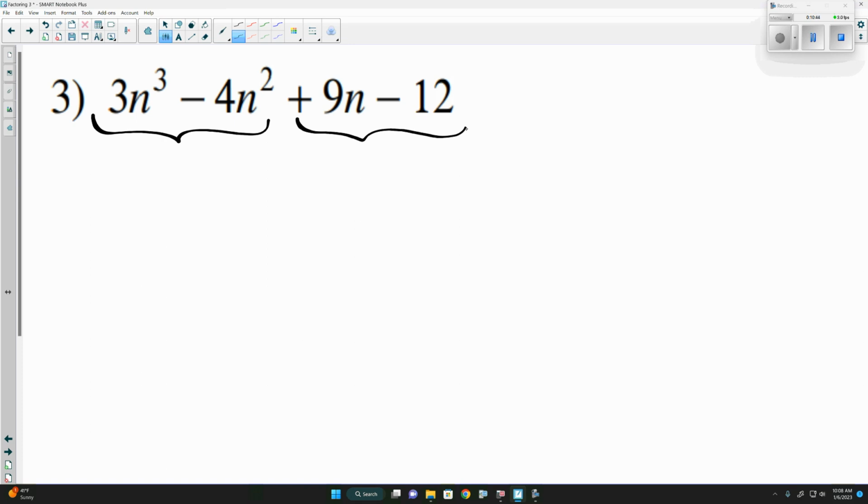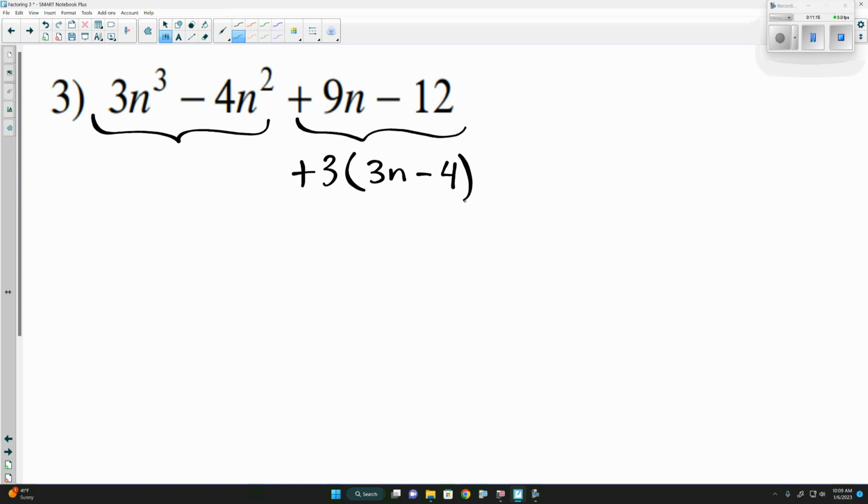Because here, we can pick one, and I would always pick one that you can find a greatest common factor easily. So the 9 and 12 have a greatest common factor of what? And if we factor it out, 9 divided by 3 is 3, and we still have the n, minus 12 divided by 3 is 4. Any questions on this so far?